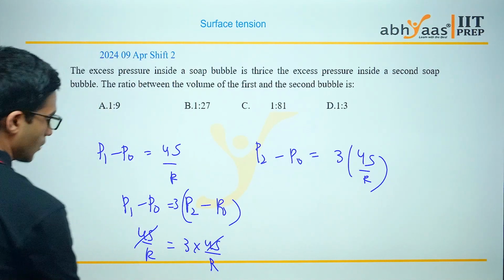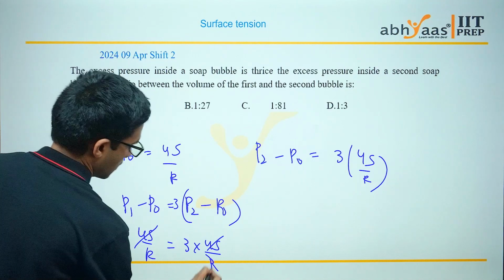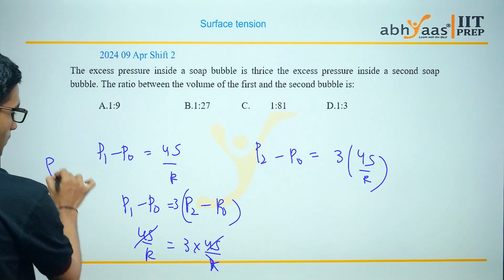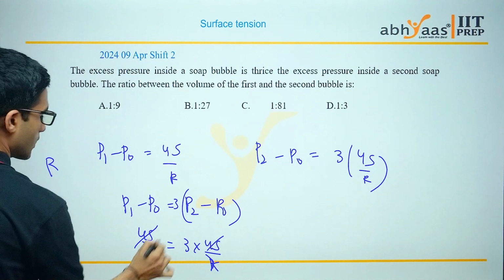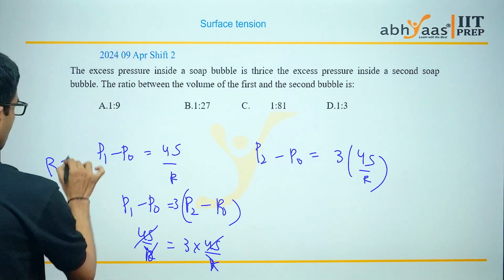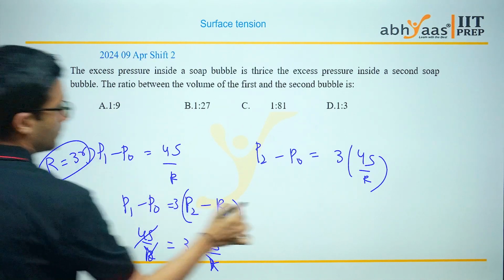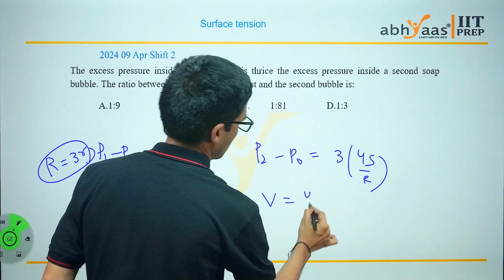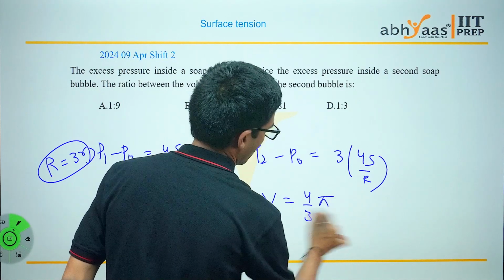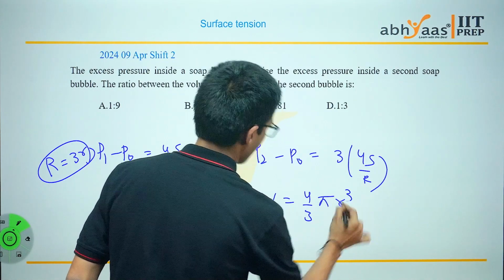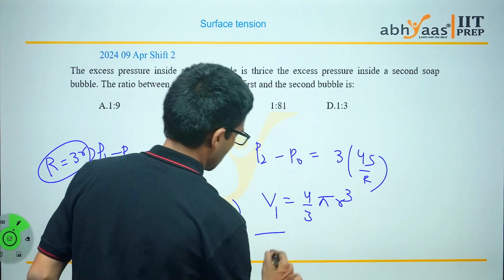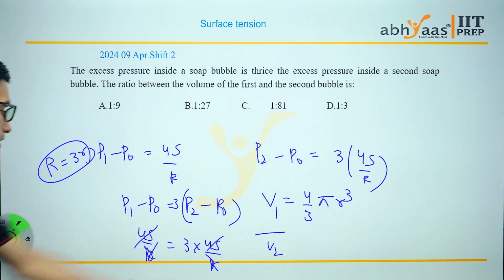4S gets cancelled. What happened? If you take another one, then what happened? This you can consider small r is equal to 3 into R. So volume is equal to volume of the soap bubble, that is spherical, 4 by 3 pi R cube. Another one V1, another one is V2. V2, this one, okay, I'll write properly, better.